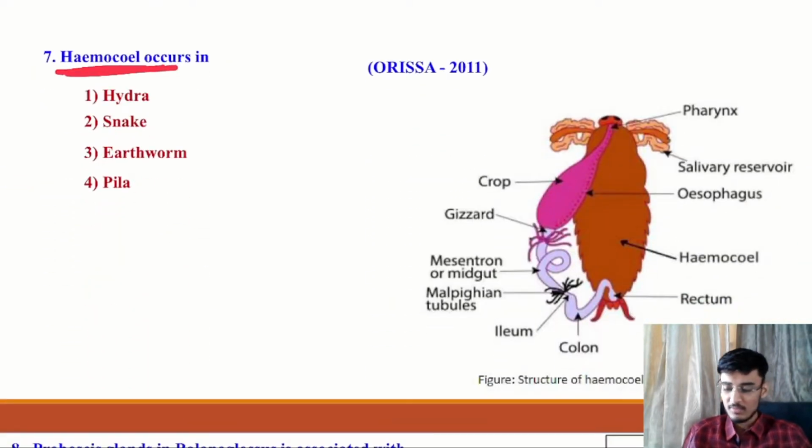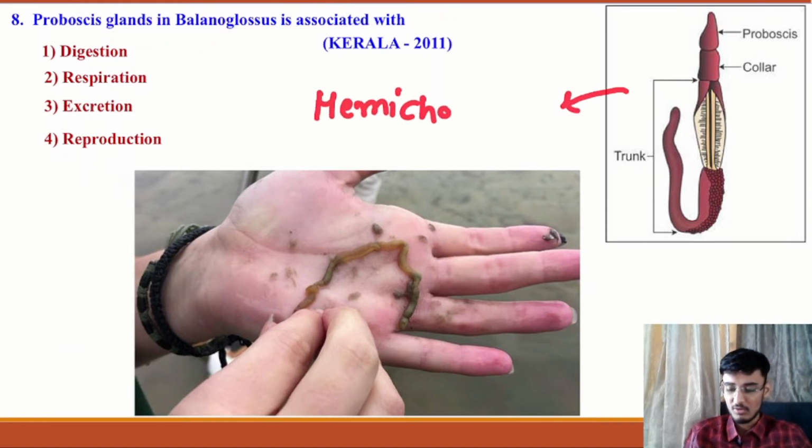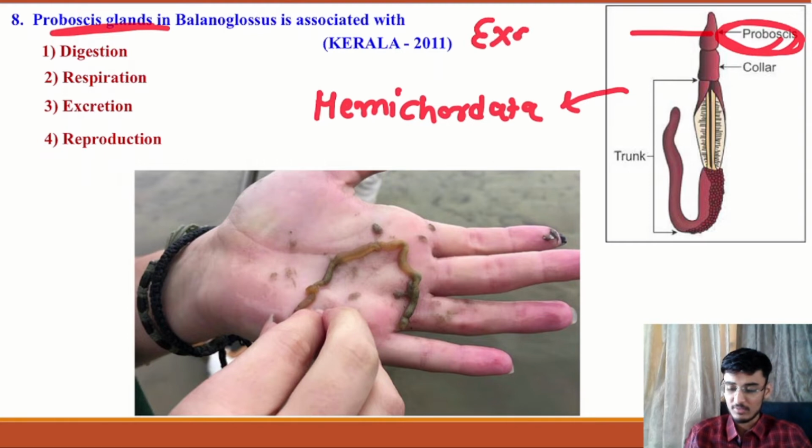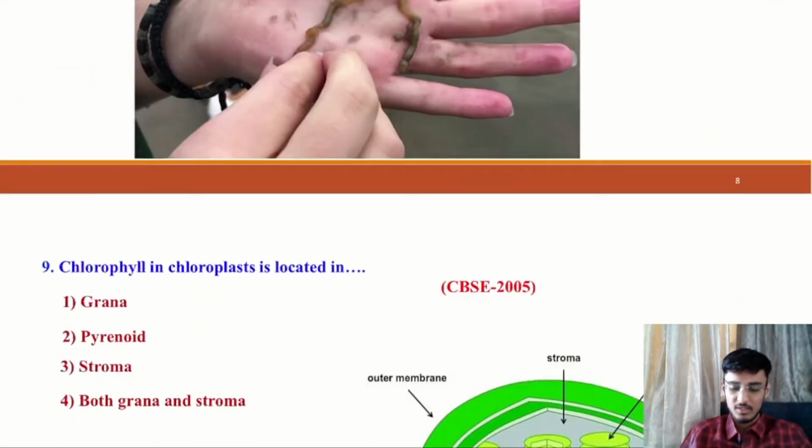Hemocoel occurs in the cockroach, as well as hemocoel present in Hydra. Proboscis gland in Balanoglossus is associated with, under Hemichordata. So the proboscis gland is helpful for the excretion purpose. Your answer is 3.